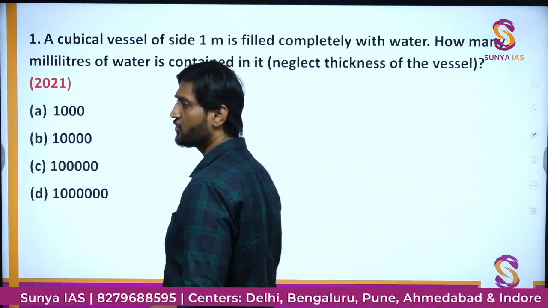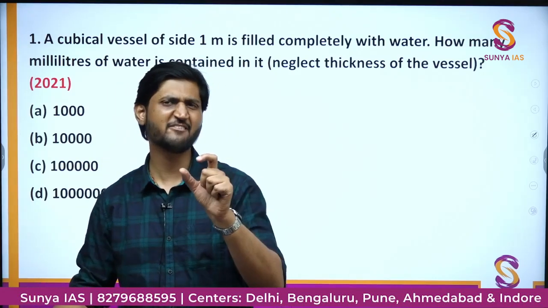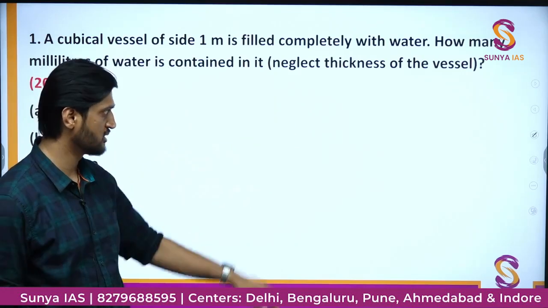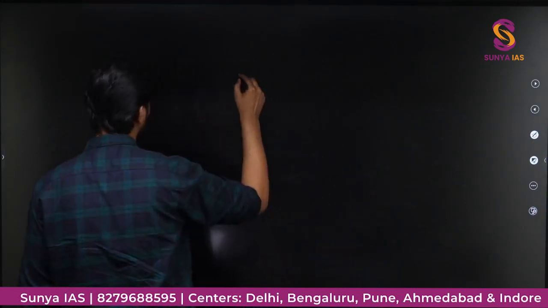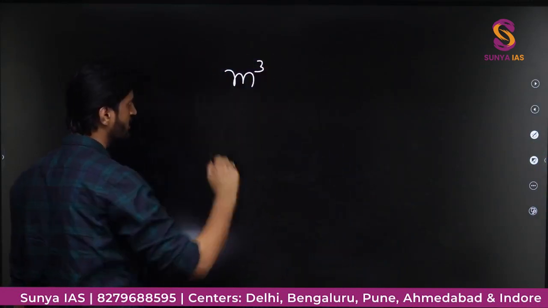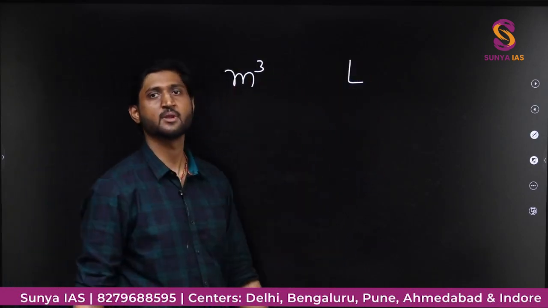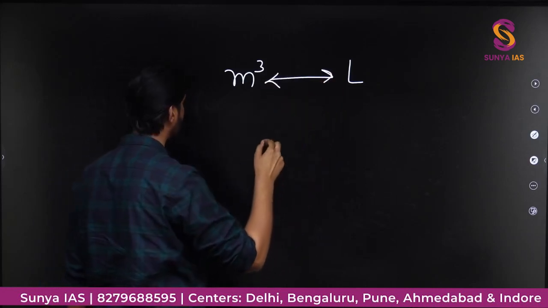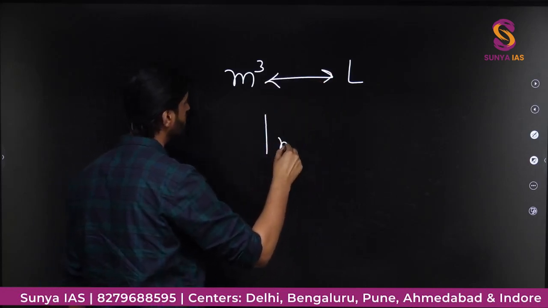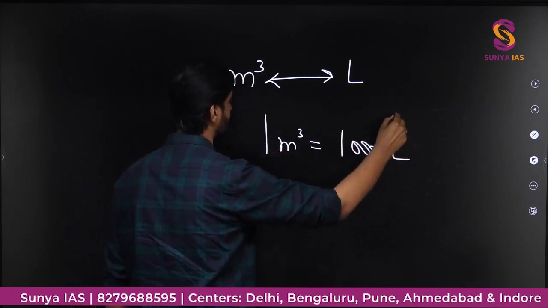Before starting mensuration, area, volume, all those topics, we'll just have a basic discussion about units. If we talk about volume, we have the unit of meter cube, and we have one more unit called liter. One very important relation between meter cube and liter is that 1 meter cube is equal to 1000 liters.